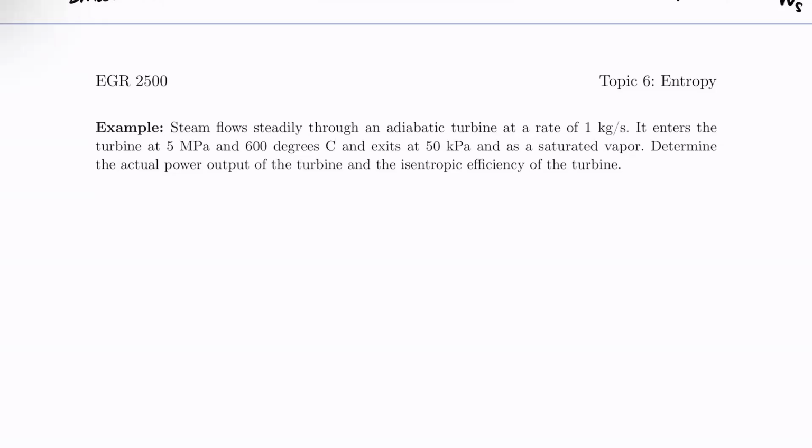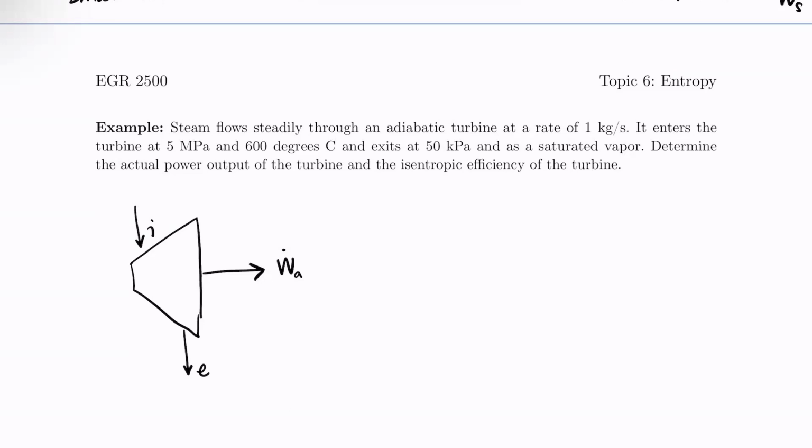Okay, so I am going to draw a picture first. So we have a turbine, which we usually cartoonize in this way. We're always going to have power coming out of this, and I'm going to call it the actual power. And then we have flow coming in and out. So this is our inlet, this is our exit.